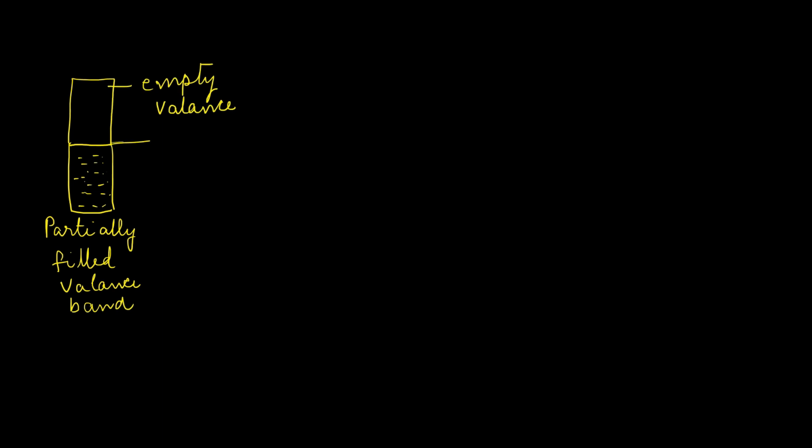This is the partially filled valence band which has electrons. This is the empty conduction band. The line represents the gap between the valence band and the conduction band. The energy gap is very negligible. When this substance is placed in an electric field, electrons can easily jump from the partially filled valence band to the empty conduction band. So they function like good conductors.